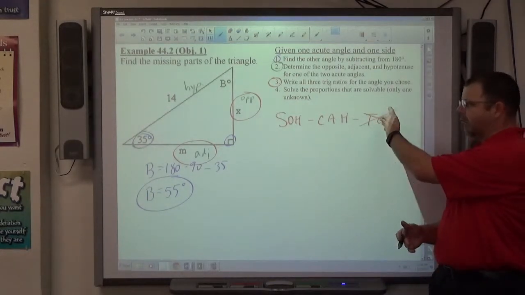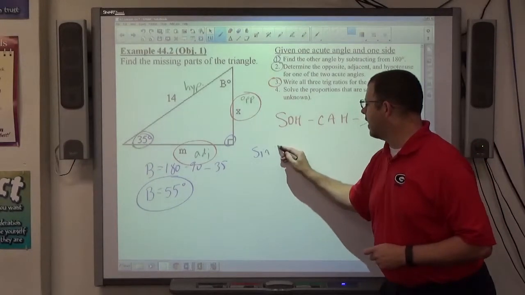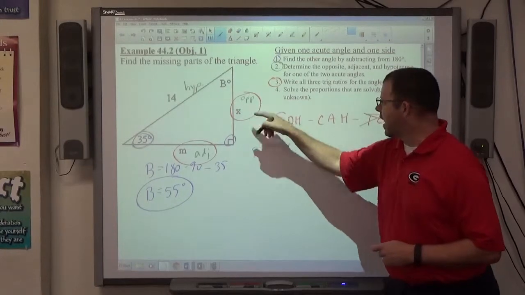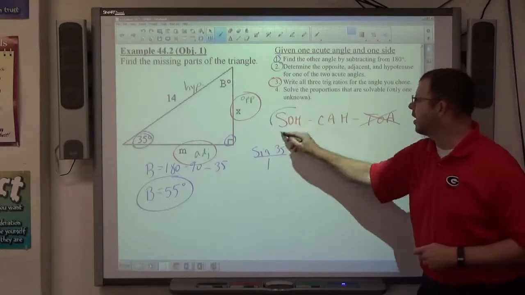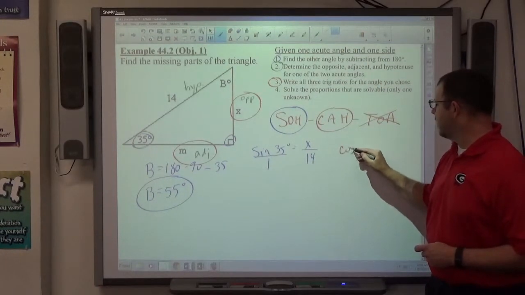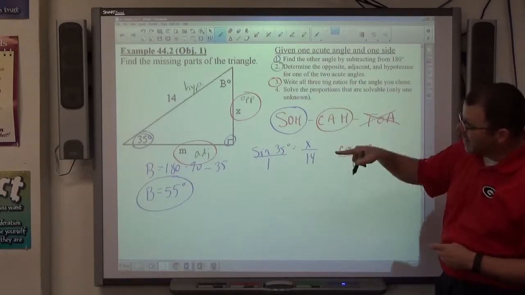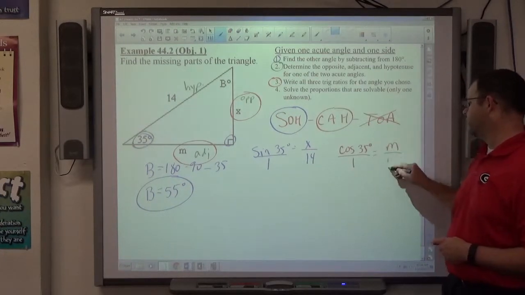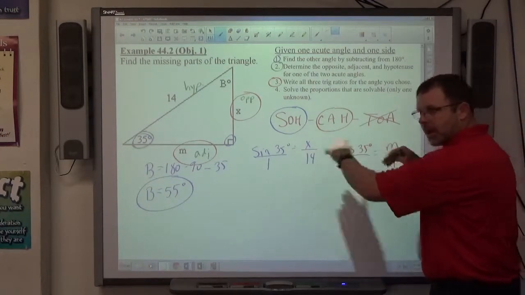If we do this up front, and then we know we just need to do sine and cosine. Sine of the angle 35 is equal to opposite x over hypotenuse 14, put that over 1. There's sine. And then cosine of the angle 35 over 1 is equal to adjacent over hypotenuse, that's m over 14. Okay, so if you up front realize what's going to happen, you can go ahead and make your paper look like I had the last one, right?